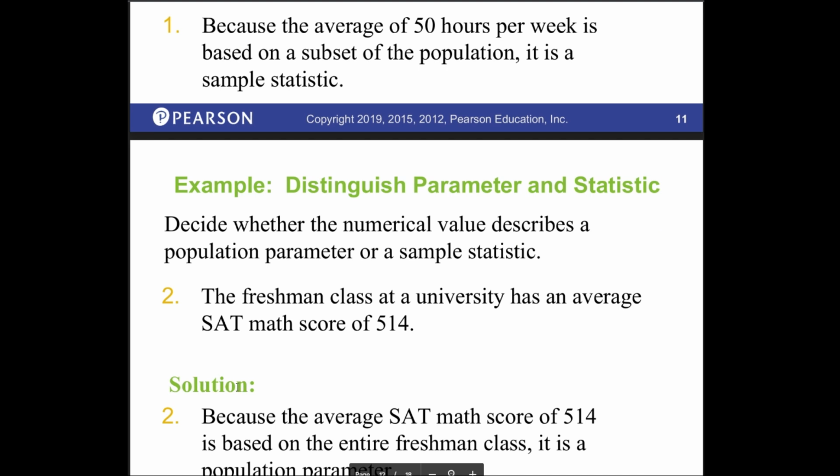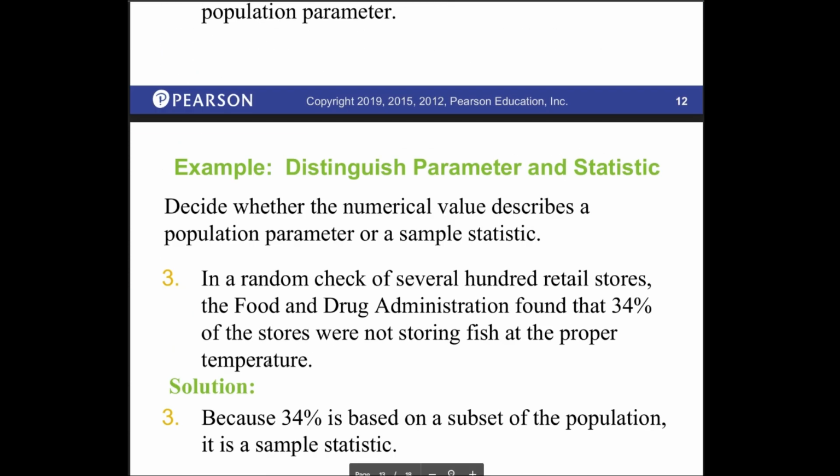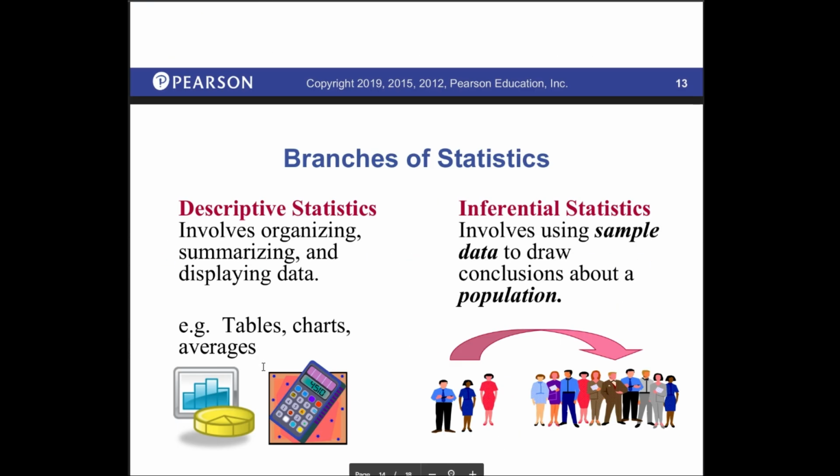And then another example would be the freshman class at a university has an average SAT math score of 514. Because the average SAT math score of 514 is based on the entire freshman class, it is a population parameter. And then another example would be in a random check of several hundred retail stores, the Food and Drug Administration found that 34% of the stores were not storing fish at the proper temperature. And its solution would be, because 34% is based on a subset of the population, it is a sample statistic.